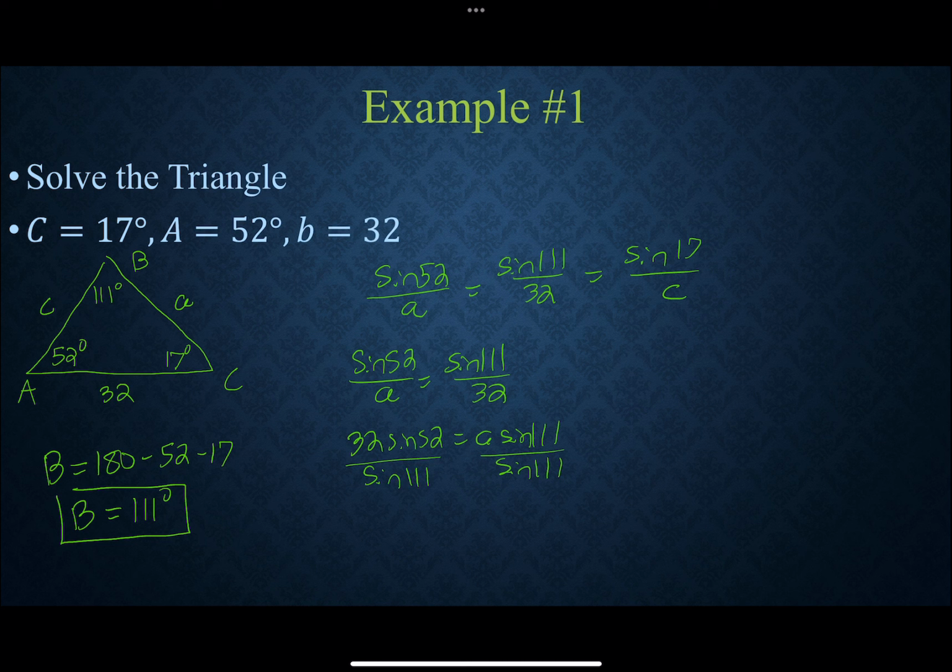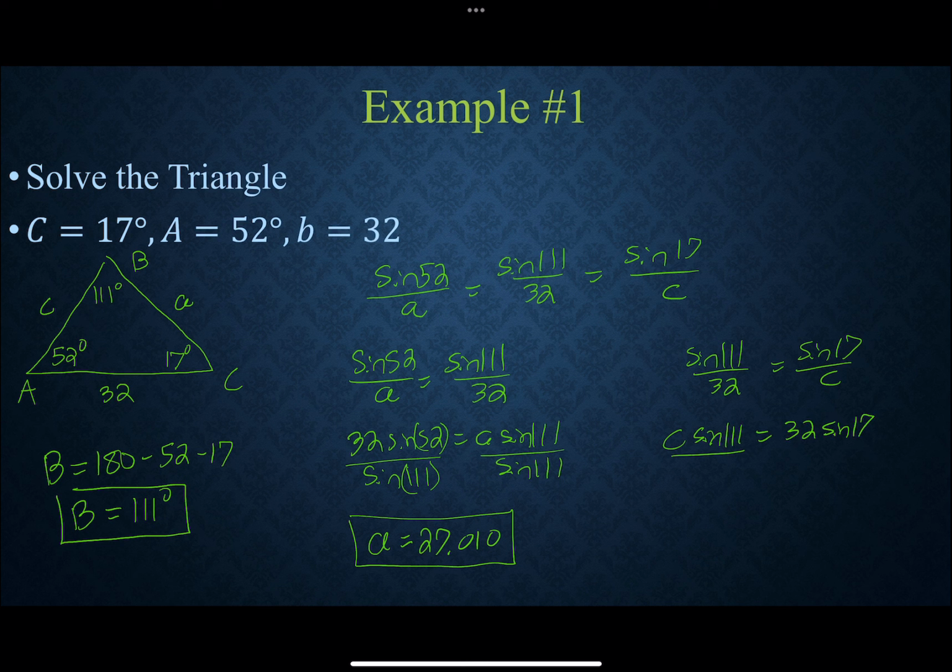So make sure you're careful typing this in. 32 times sine 52, close off the parentheses, and then divided by sine 111, close off the parentheses. You're going to get A to be 27.010 with our thousandths place rounding. C, same idea. We would say sine 111 over 32 equals sine 17 over C. We cross multiply, we get C sine 111 equals 32 sine 17, divide over the sine 111, and that's again what we're typing in, being careful with how you're closing off the parentheses for each of the trig functions, always. We're getting 10.022 for the value of C.